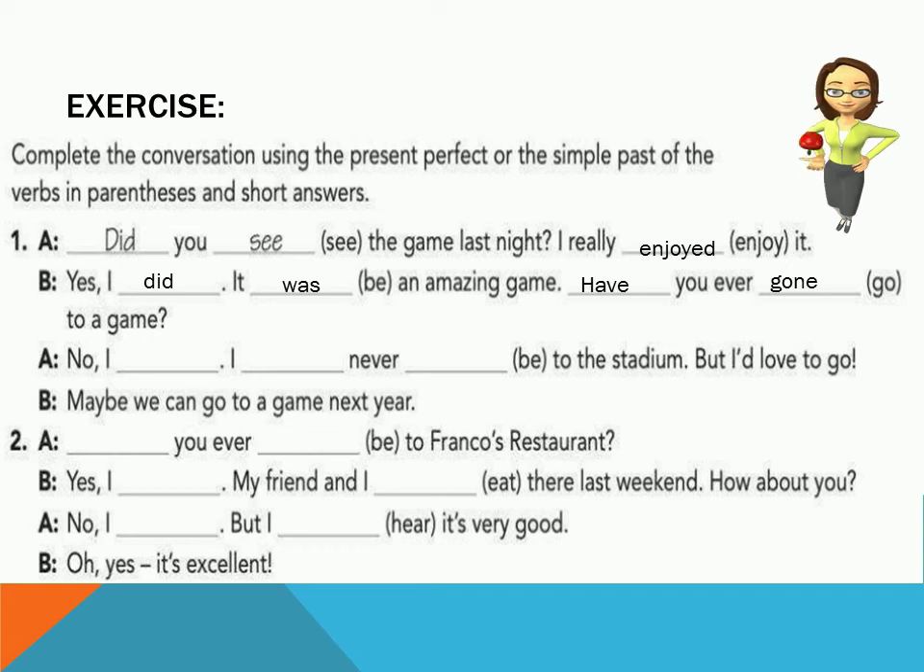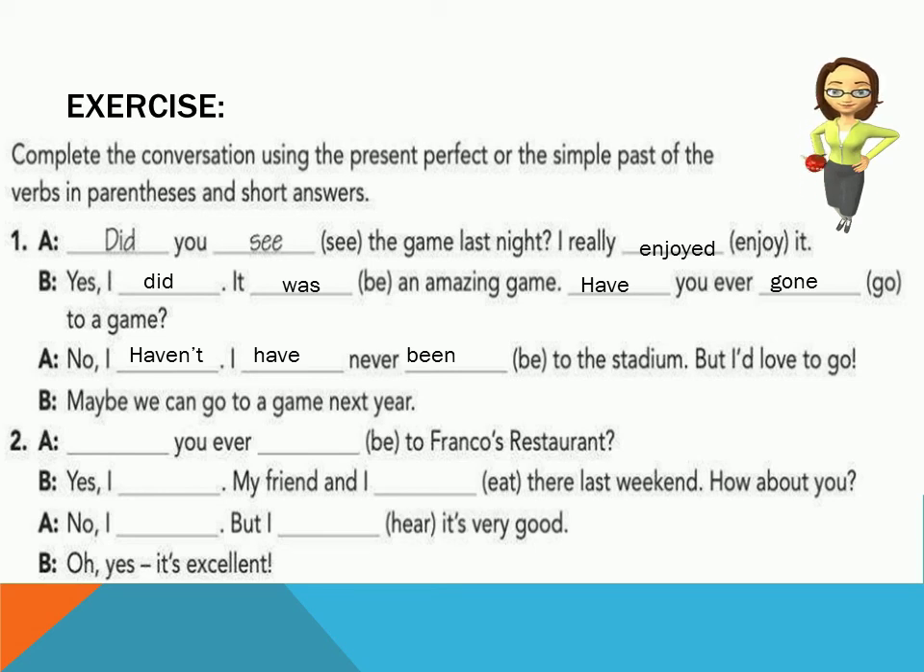Now, have you ever gone to a game? No, I haven't. Okay, if you have the question in present perfect, that means that you have to answer in the same tense. No, I haven't. I have never been to the stadium, but I love to. Maybe we can go to a game next year.